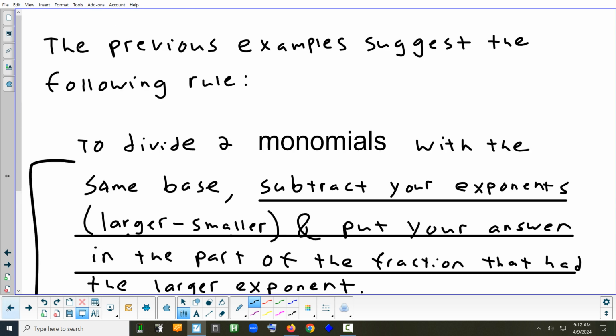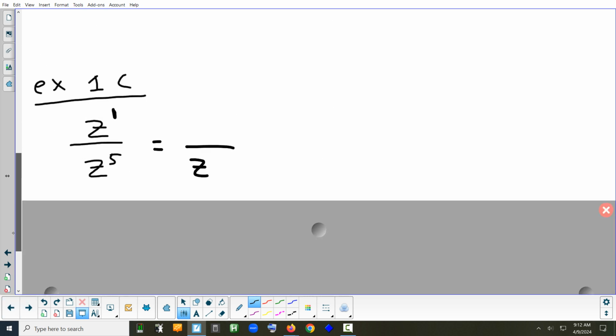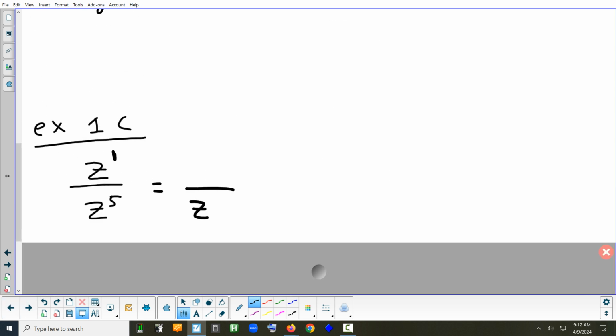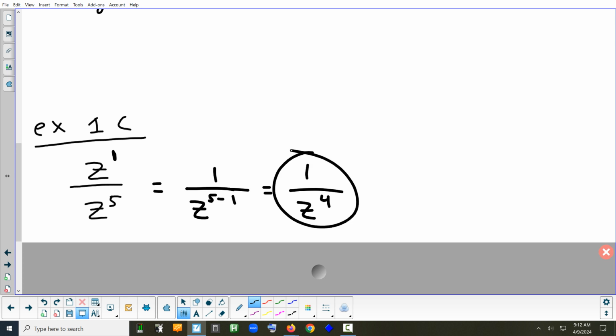And remember, so we avoid negatives, we already put the answer in the bottom. We have to subtract the exponents, larger minus smaller. What's the larger exponent in this problem? 5. What's the smaller? 1. Okay. So what do we end up with in the bottom of the fraction? Z to the power of 4. Yep, z to the power of 4. Now you can't leave the top blank like that. You got to put something there. A 1. Yep, you just put a 1 there. And that's how you do it.